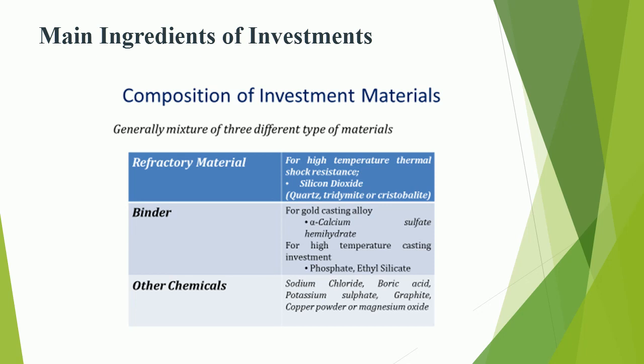Then there are other chemicals or modifiers like sodium chloride, boric acid, graphite, potassium sulfate, and magnesium oxide. So basically, these three main ingredients constitute the composition of investment materials. And this is a very important question which frequently comes in your prof. So this should be on your fingertips.